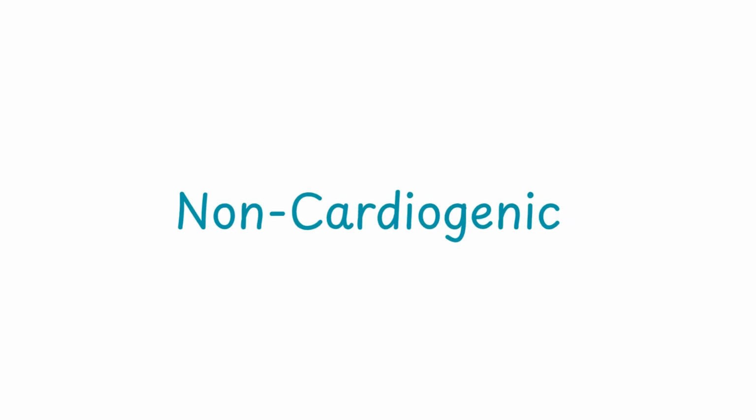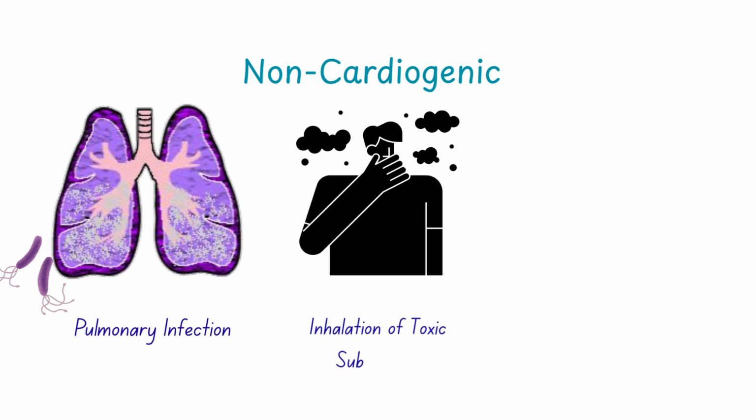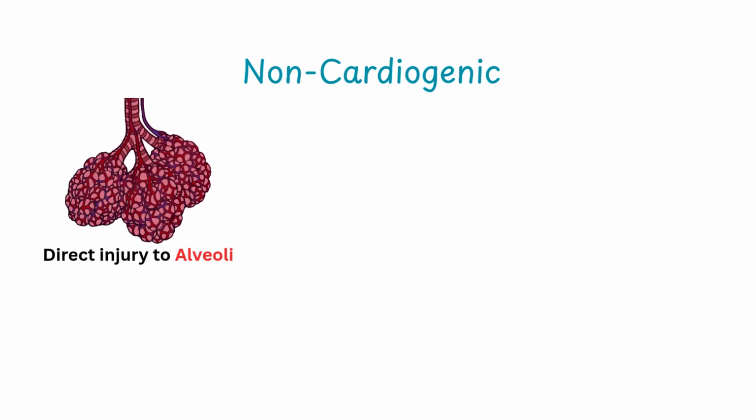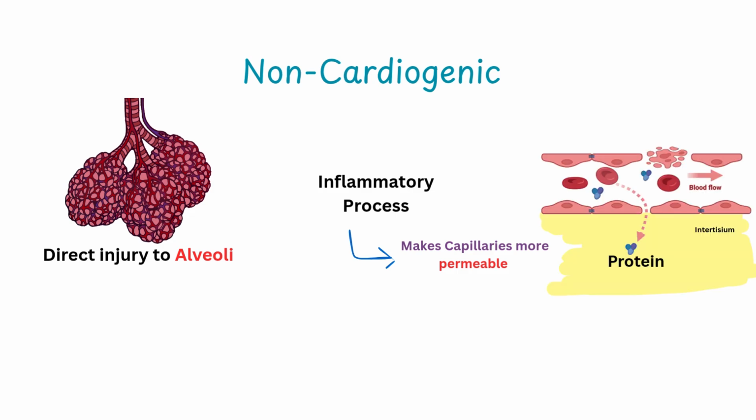Non-cardiogenic causes of pulmonary edema include things like pulmonary infections, inhalation of toxic substances, and trauma to the chest. All of these can cause direct injury to the alveoli. And when this happens, there is usually an inflammatory process that makes nearby capillaries more permeable. As a result, proteins and fluid enter the interstitial space. Another cause is sepsis. And the key difference is that in sepsis, the inflammatory process happens throughout the body, rather than just in the lungs.